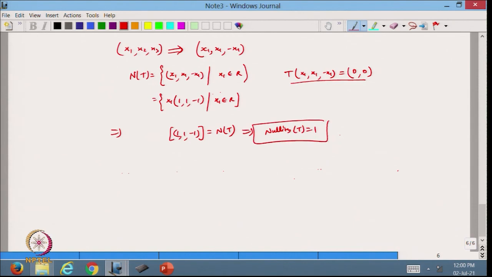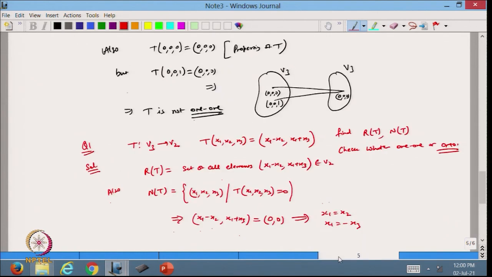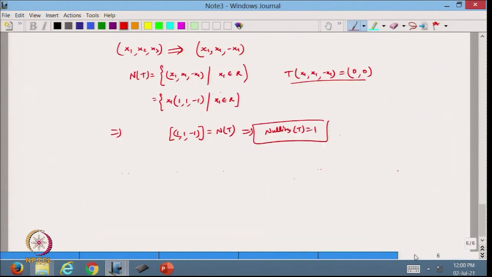So this way we are able to define the range space and nullity. The rank will be, of course, 2, because here it is all the elements of this form. Now the question is whether it will be 1-1 and onto or not. Now to check onto, how can we check it?